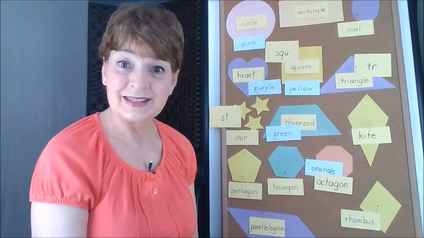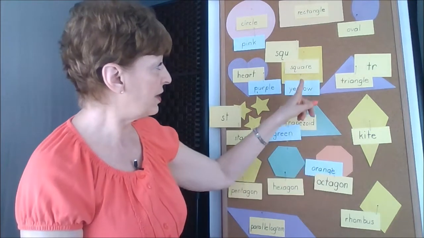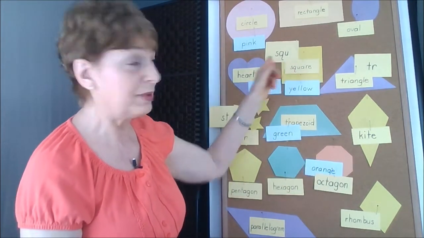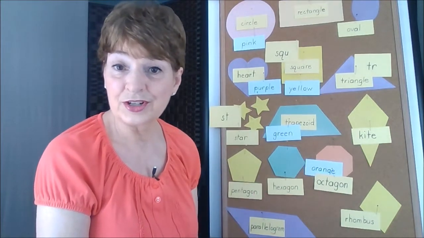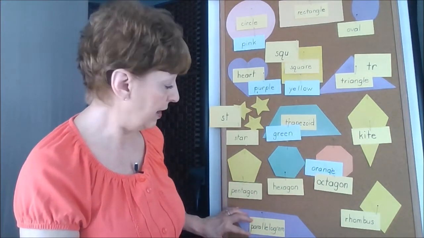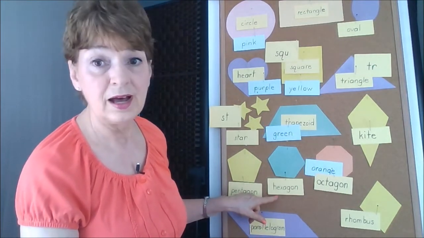So as the shapes are introduced, you can also introduce the word itself, a color, and the blends, or the initial first letter, like as in parallelogram, we're featuring the P sound, or the hexagon.